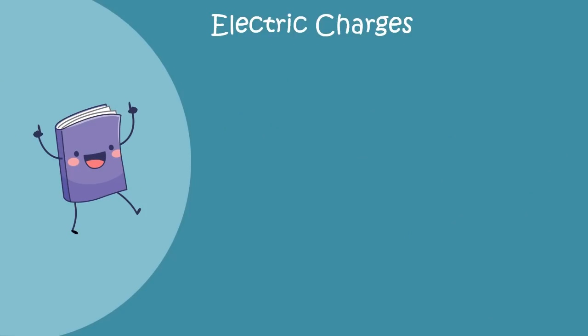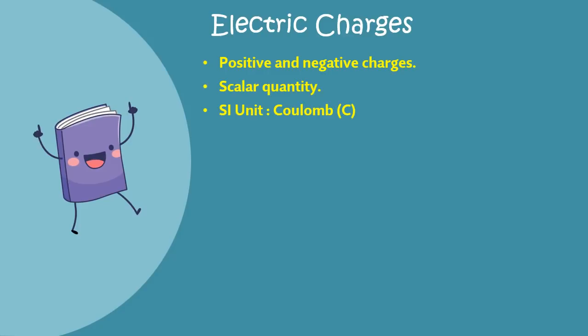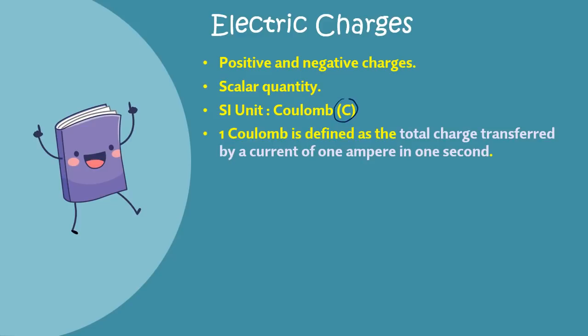First, let me introduce you to electric charges. There are two types of electric charges, which are positive and negative charges. Charge is a scalar quantity. The SI unit of charge is the coulomb, and we use capital C as the symbol. Then we define 1 coulomb: 1 coulomb is the total charge transferred by a current of 1 ampere in 1 second.